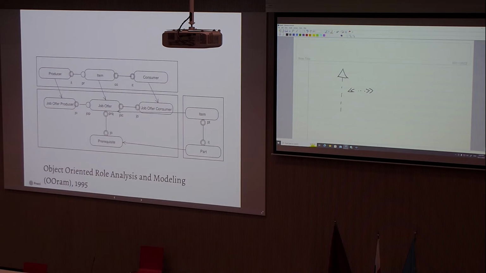But this is one generic thing, and the other generic thing is item-part relationship. And these two designs are actually quite generic and can be reused many times in many situations. And here is where they are applied to job offers, because they are also produced and consumed or used and so on. And some prerequisites might be a part of a job offer and so on. So this is this relationship.